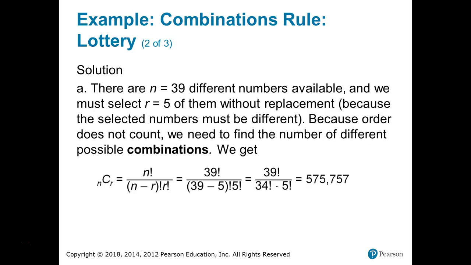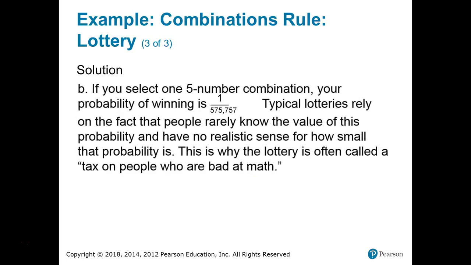So there are n equals 39 different numbers available. We must select 5 without replacement, and because order does not matter, we're using a combination. So we're just going to plug it into our equation. 39 factorial divided by 39 minus 5 factorial multiplied by 5 factorial gives us this right here. We can also do this using technology. I'll get to that in a minute. If you randomly selected a 5-number combination, like the quick pick option, your chances of winning are going to be 1 over that.